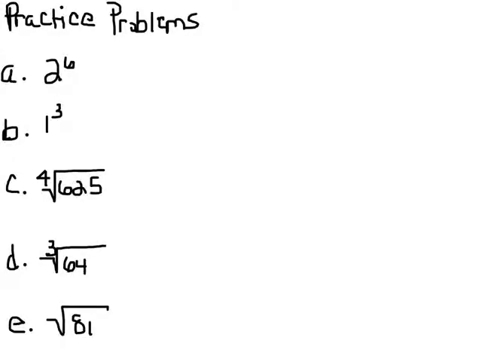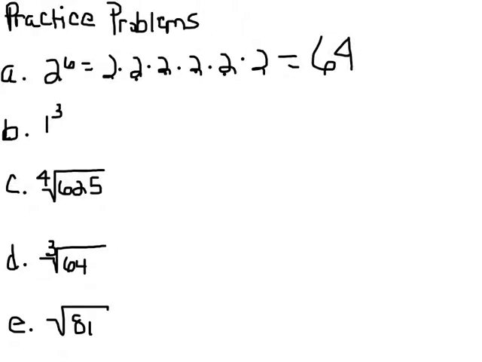We've just got a few. Alright, A is 2 to the 6. Well, that means 2 times 2 times 2 times 2 times 2 times 2. We know that 2 times 2 is 4. 4 times 2 is 8. 8 times 2 is 16. 16 times 2 is 32. And 32 times 2 is 64. In B, 1 cubed, or to the third power, is 1 times 1 times 1, which we know is still equal to 1.